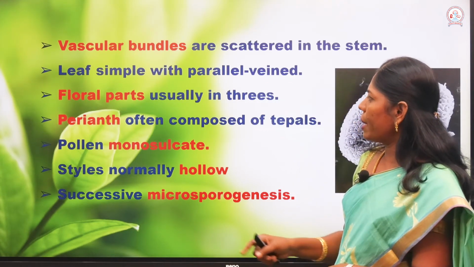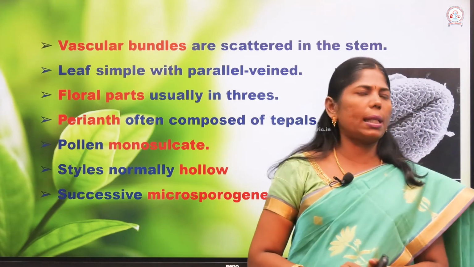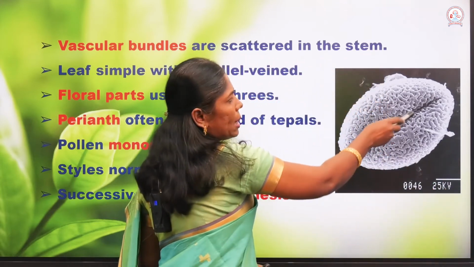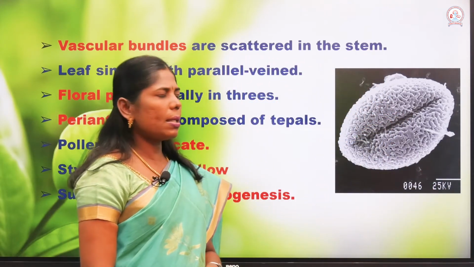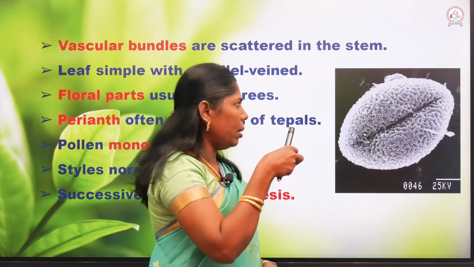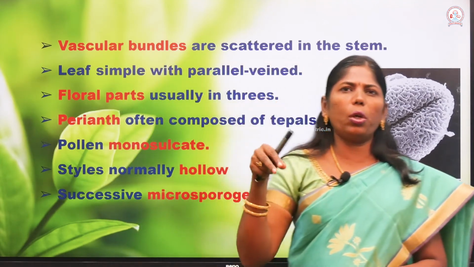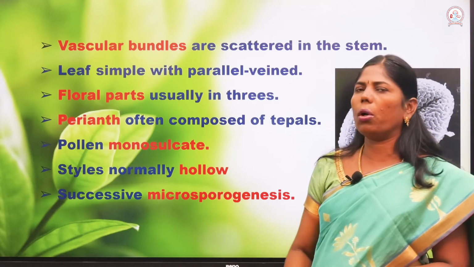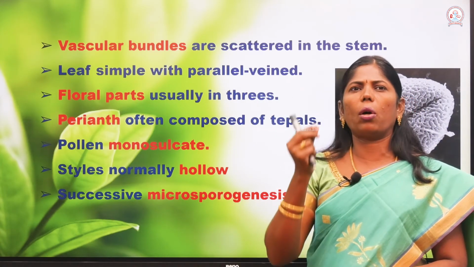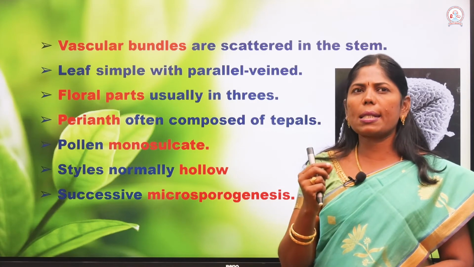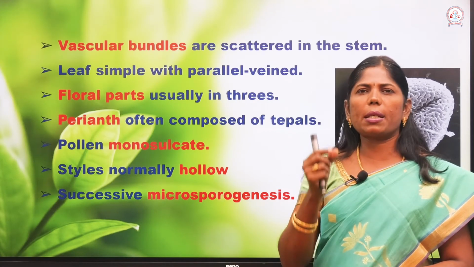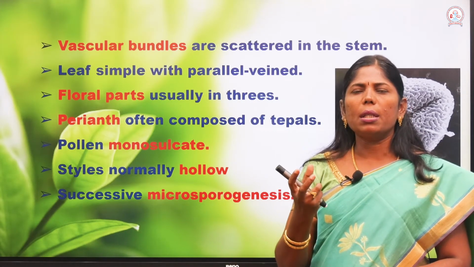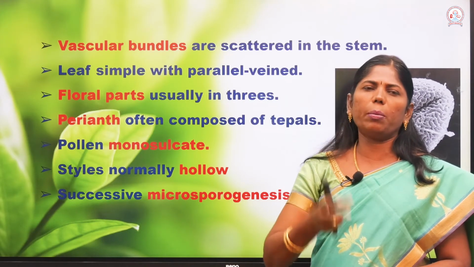Okay, so the pollen is monosulcate. Look, this is monosulcate, we can see a single depression, just one pit inside. That's monosulcate. The styles are normally hollow, nothing is there, that's the hollow condition of the style. So what is the style? In the gynoecium, the middle part is called the style. Okay, so ovary, style and stigma are present.